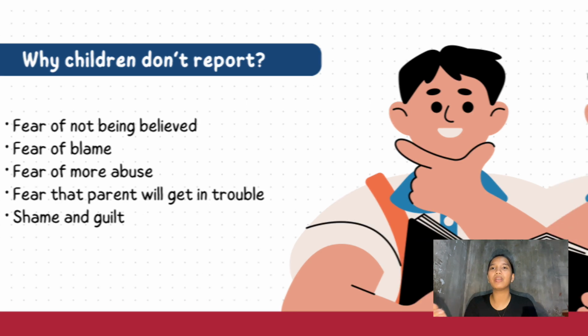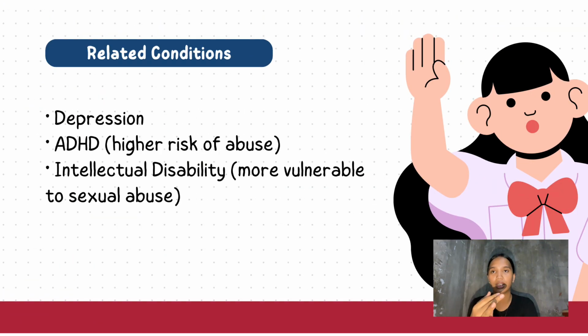So, ano-ano nga ba yung mga related conditions na connected dito? So, abuse is strongly linked with depression. Students with ADHD are also at higher risk of abuse dahil sa impulsivity and challenging behavior nila. So, those with intellectual disability are more vulnerable to sexual abuse due to naivety and poor social judgment.